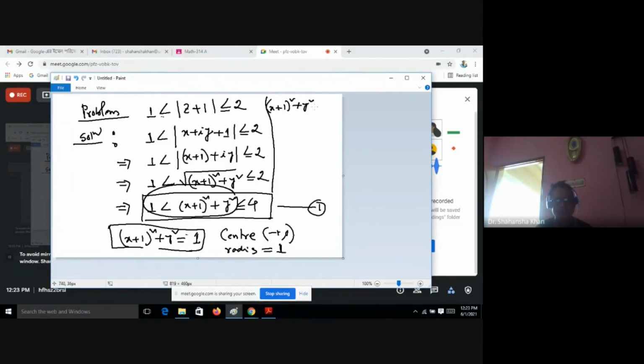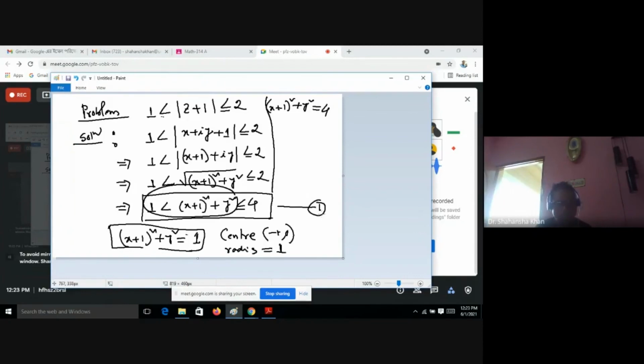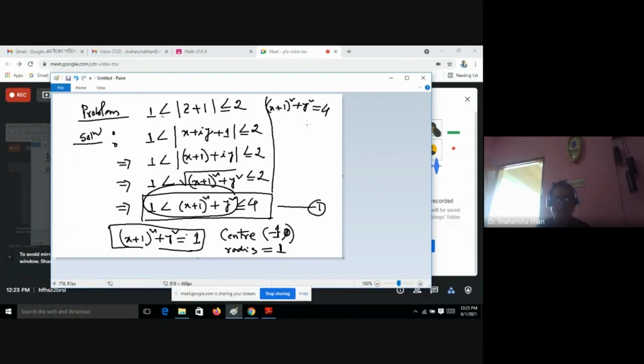Yes, Rakib. What is the center, sir? The center is minus 1, 0. Thank you, sir. Okay, and you can compare this equation. So the center is also minus 1 comma 0 and the radius is equal to 2.